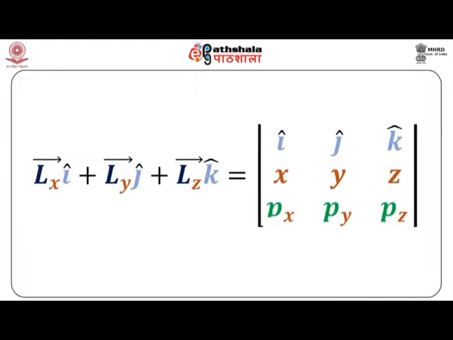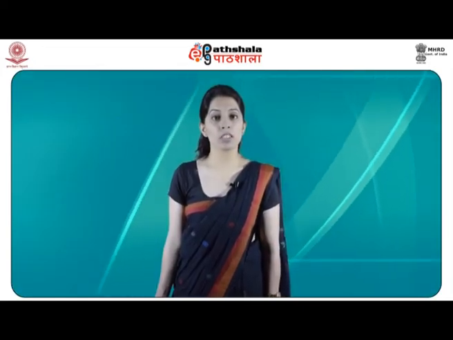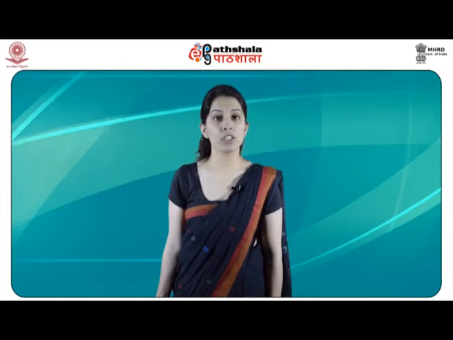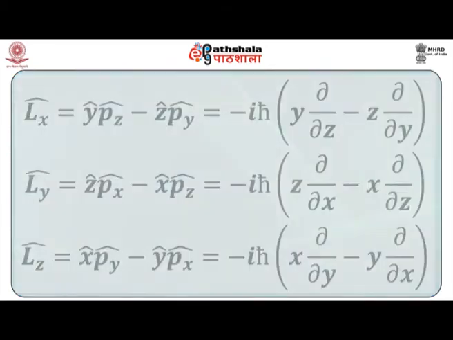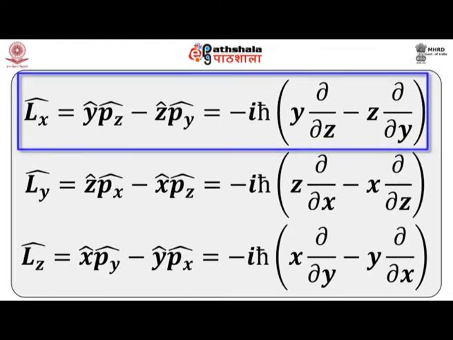In this module we defined angular momentum, which is expressed as the cross product of position and linear momentum, and also the direction of angular momentum is always along the axis perpendicular to the plane of rotation. Further, we defined the quantum mechanical operators of angular momentum, which are given as Lx, which is represented by y pz minus z py, and this is equivalent to minus iħ (y ∂/∂z minus z ∂/∂y).